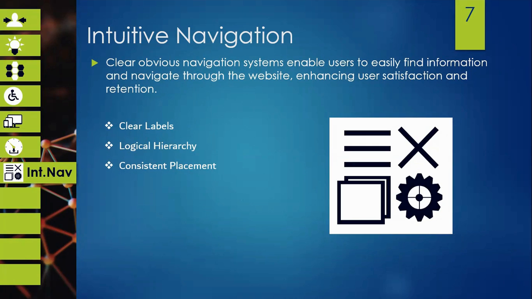Visual cues. Use visual cues such as hover effects, active states, and breadcrumbs to provide feedback and indicate the user's current location within the website structure.